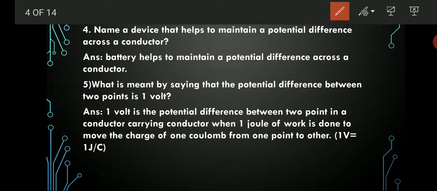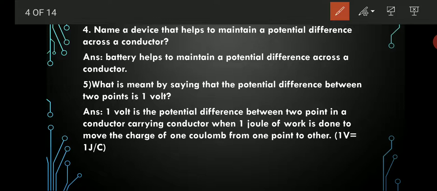What is meant by saying that the potential difference between 2 points is 1 volt? Here you have to define 1 volt, like how you defined 1 ampere. Before this, you must know what potential difference is. Potential difference is nothing but the amount of work done to move a charge in the conductor.